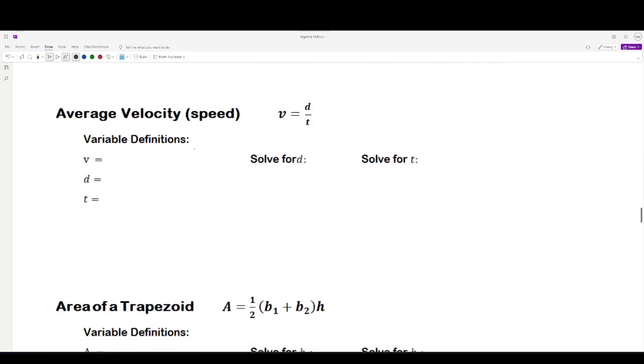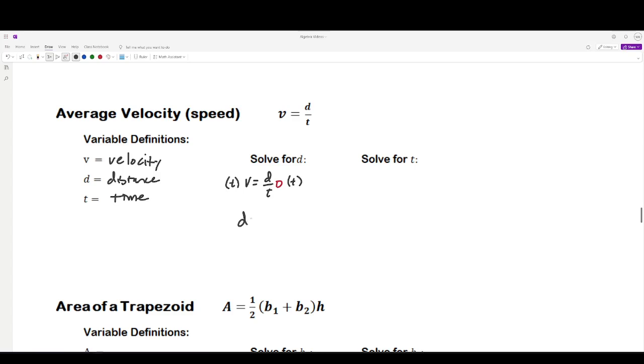Velocity. So we have velocity, we have distance, and we have time. If we're solving for D, then we have V equals D over T. The operation happening to D is a division operation. And we know that to undo division, we multiply both sides by T.